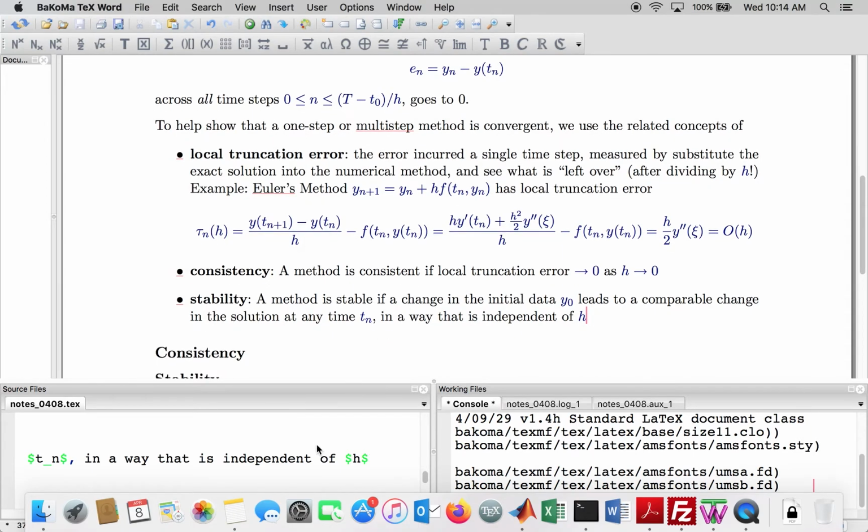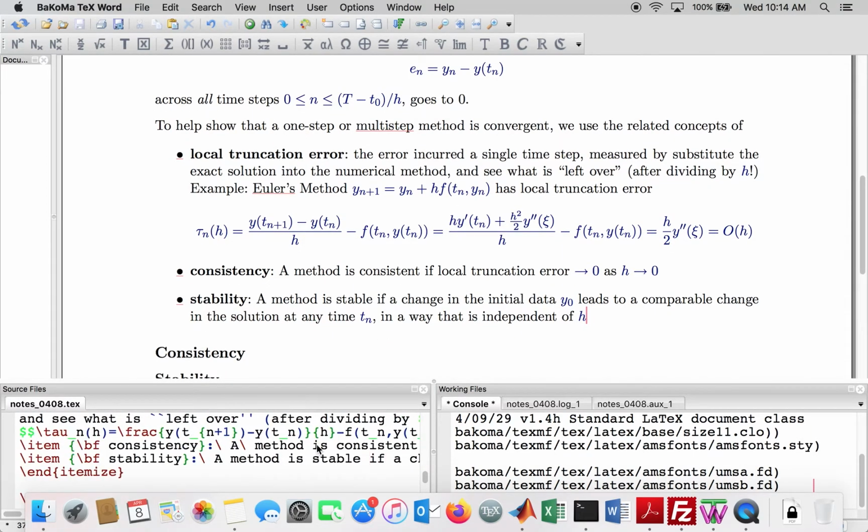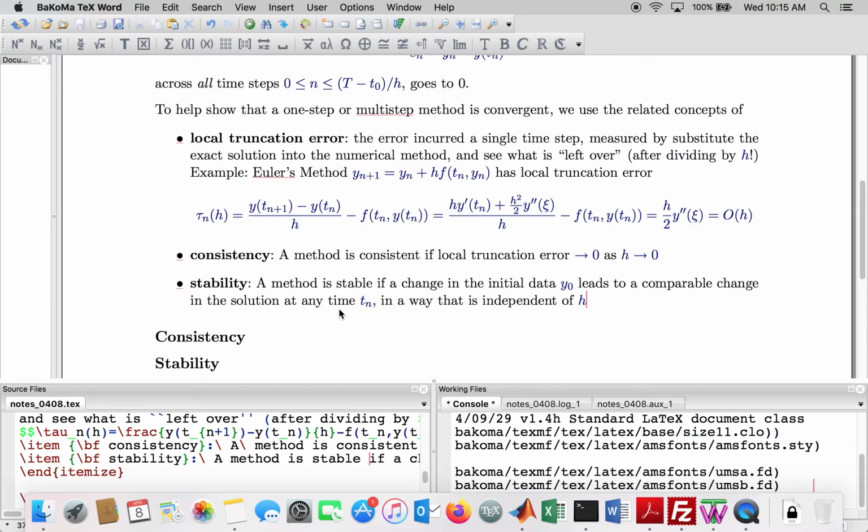So for today, we're just going to focus on consistency and how we show that. Okay, so I just need to get my notes in order here.